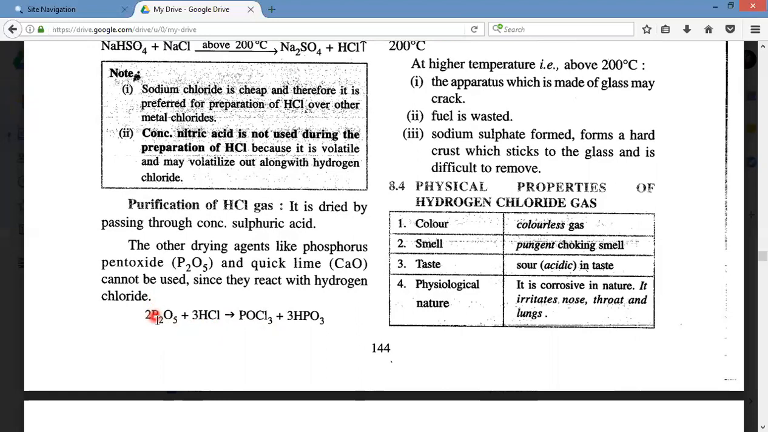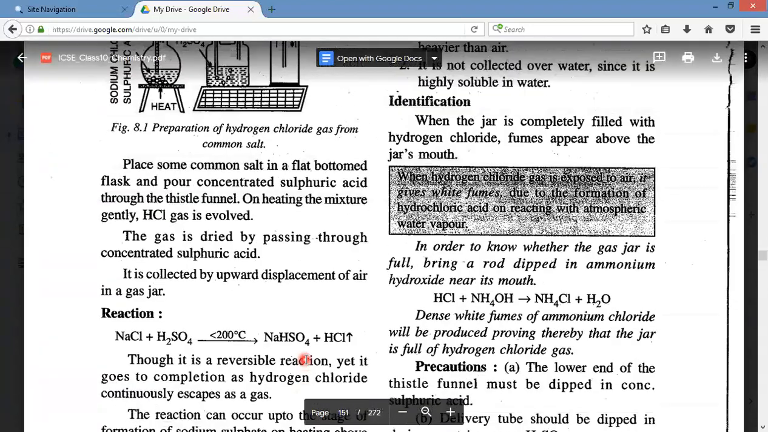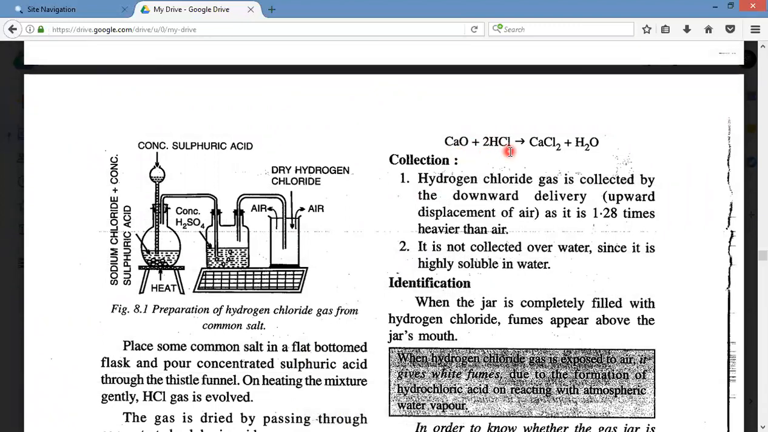See, phosphorus pentoxide reacting with HCl forms phosphorus oxychloride along with HPO3. On the other hand, when calcium oxide is treated with hydrochloric acid, calcium chloride and water are formed. But concentrated sulfuric acid is non-reactive in nature. That's why we are using it as a drying agent here.